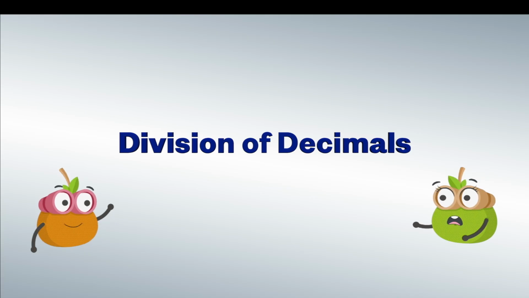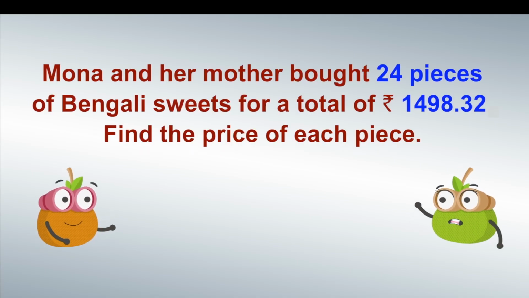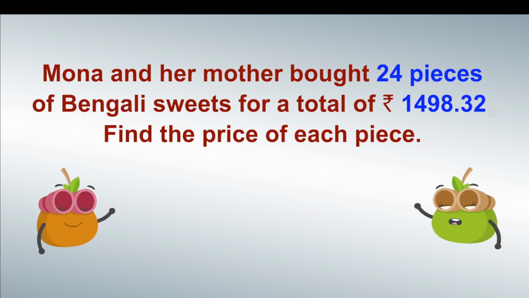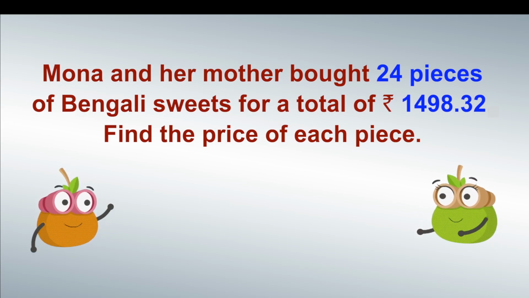Division of decimals. If the cost of many items is given, how can we find the cost of one item? It is very easy. We just need to divide the cost of many items by the number of items. See the example. Mona and her mother bought 24 pieces of Bengali sweets for a total of rupees 1498.32. Find the price of each piece.